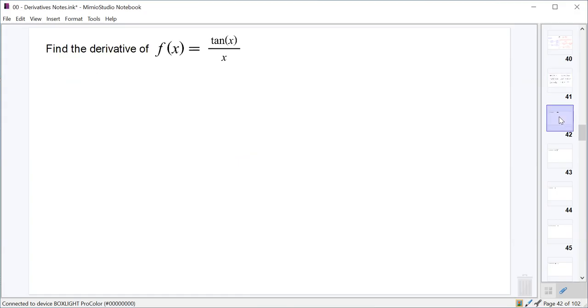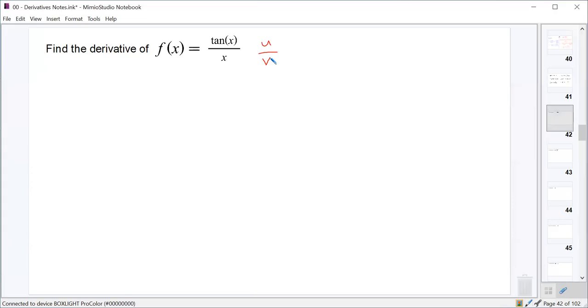So now that we know these derivatives, let's take a few minutes and see if we can apply some of the rules that we already know, like the product rule, the quotient rule, maybe the power rule, to some derivatives that involve trig functions. So here we're looking for the derivative of f of x equals tangent x over x. So this is a quotient of 2 functions. This is u over v.